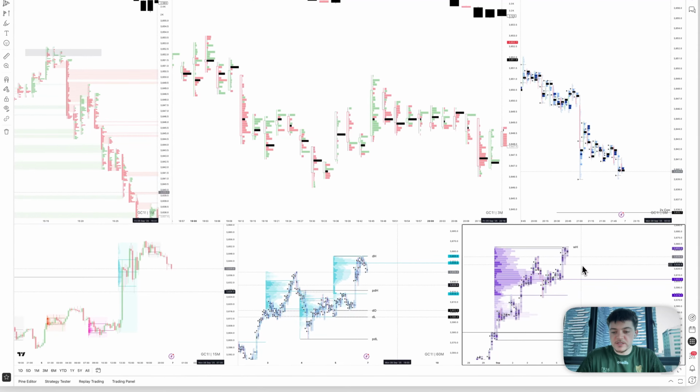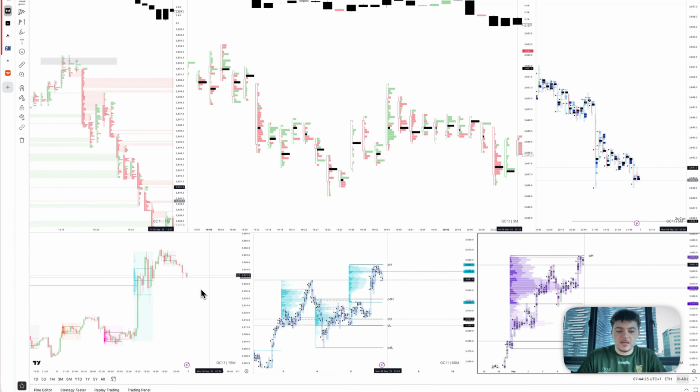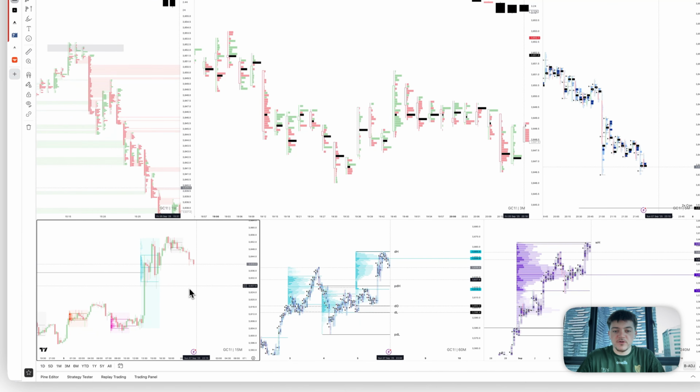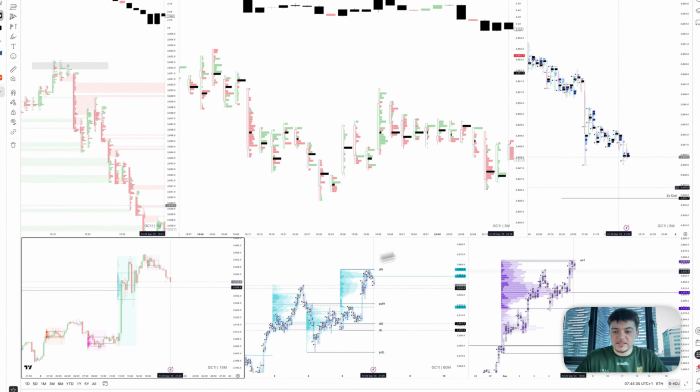Down here on these 3 charts is where I find my bias and potential plays. Potential plays are just my version of really nice high quality levels that I take trades from.